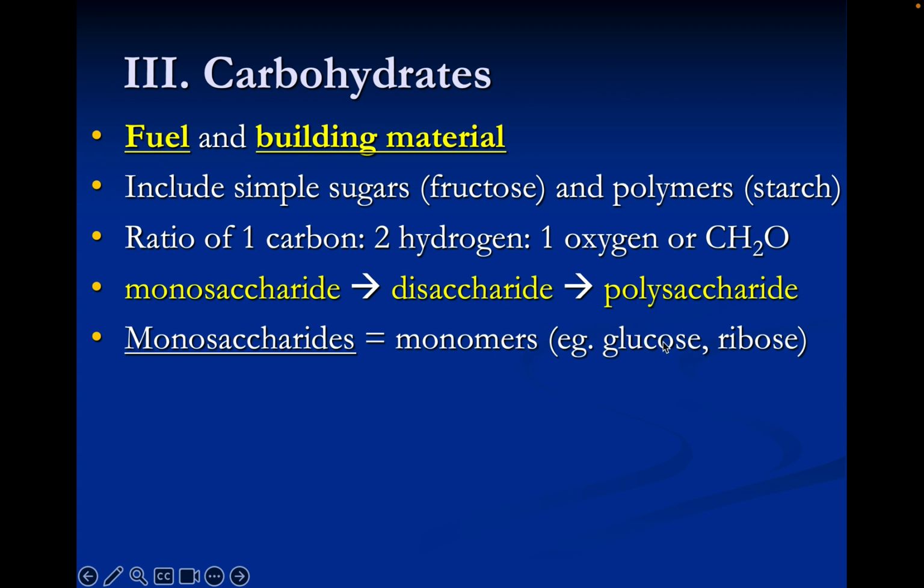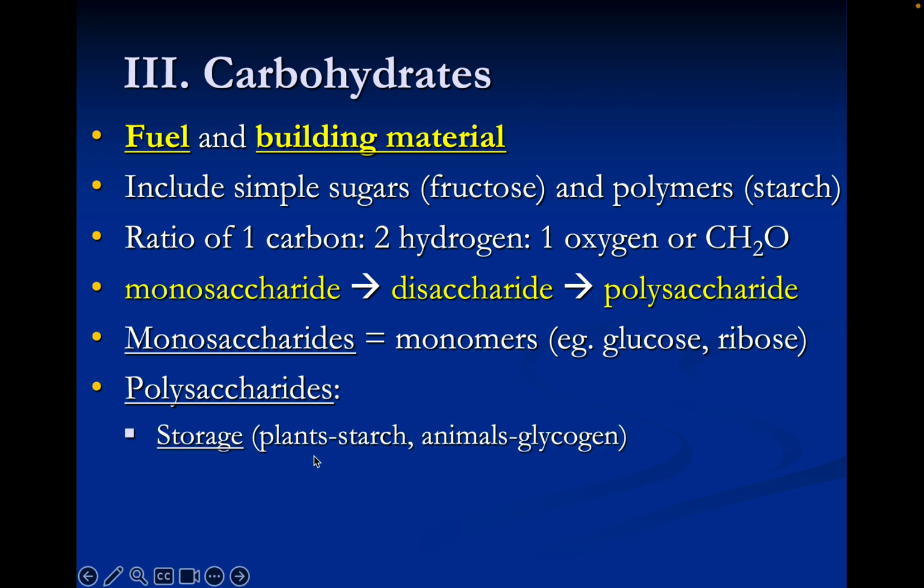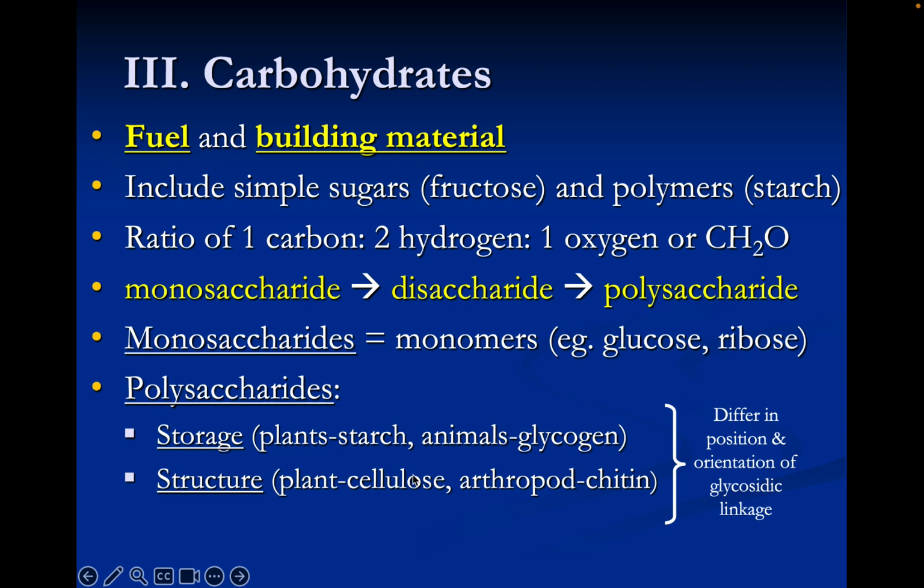Monosaccharides are the monomers. These would be things like glucose or ribose. Polysaccharides are larger molecules like starch or glycogen for storage of energy. They could also be structural, like cellulose in plants. That's the fibrous stuff that gives plants their structure and their ability to stand up. It's what wood is made of. There are also some animals that produce polysaccharides that are structural, like chitin. And chitin would be like the stuff that makes up the exoskeleton of a beetle.